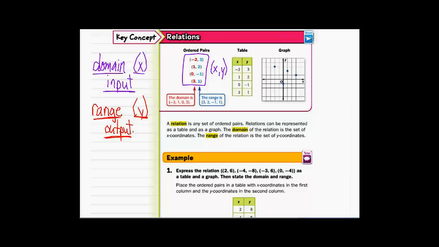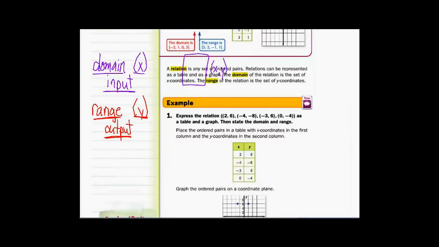All right, so when we talk about this, let's look at example 1 here. Let's scroll down just a little bit. Express the relation, and they put them in braces right here. That puts all those ordered pairs together as a relation. As a table and as a graph, then state the domain and range. So basically they want you to put the ordered pairs in a table. X coordinates in one column, y coordinates in another. Make sure that they are across from each other. That designates the ordered pair. So 2, 6, negative 4, negative 8, negative 3, 6, and 0, negative 4. That is it as a table.